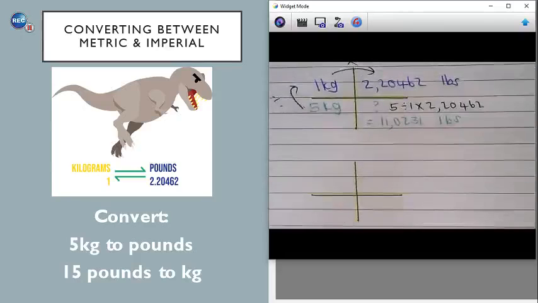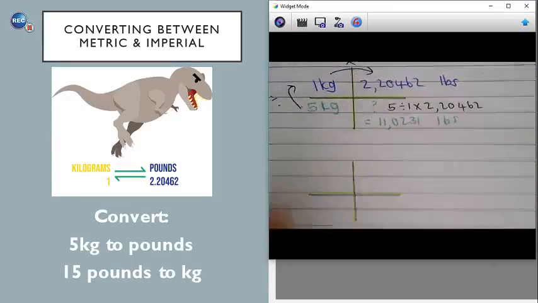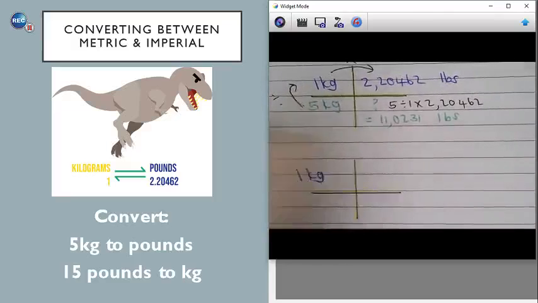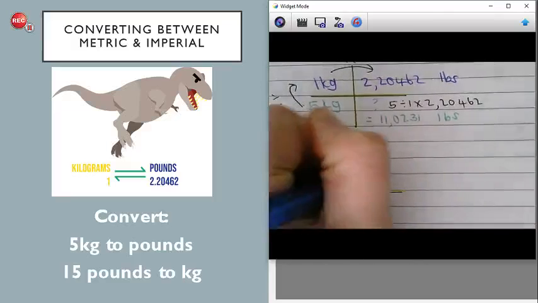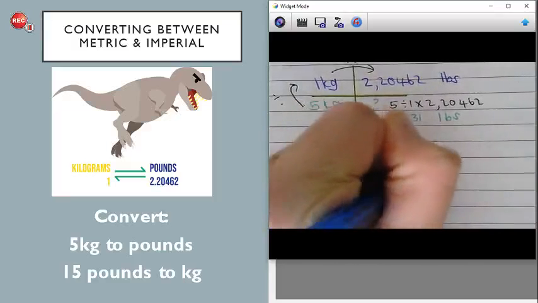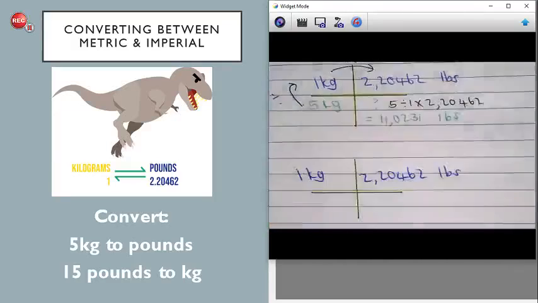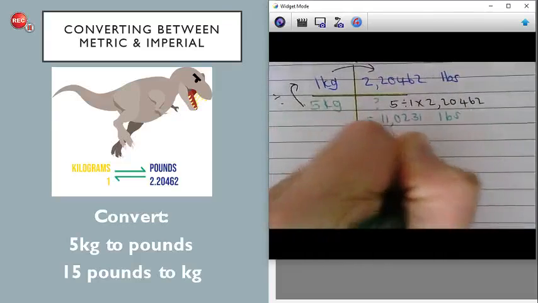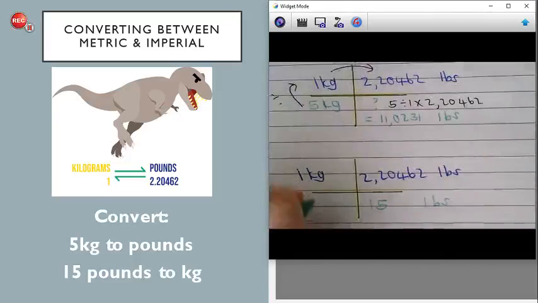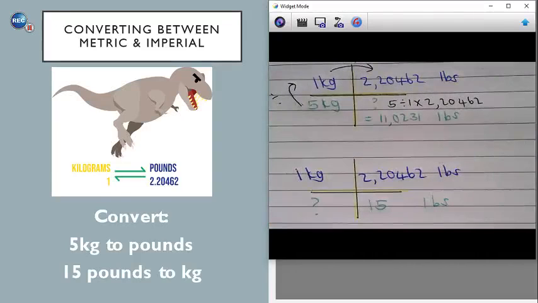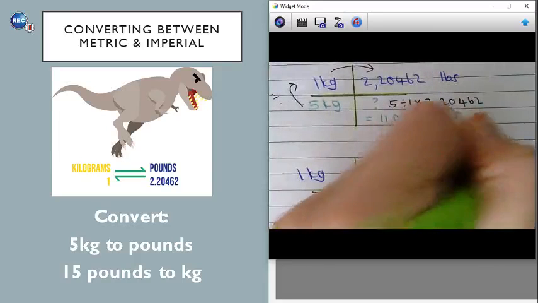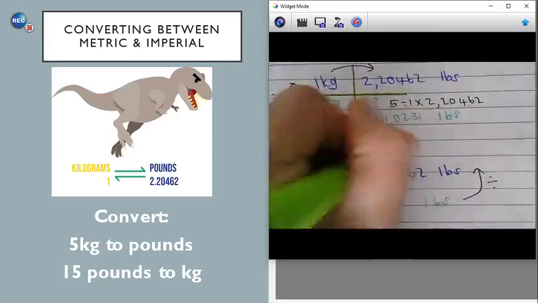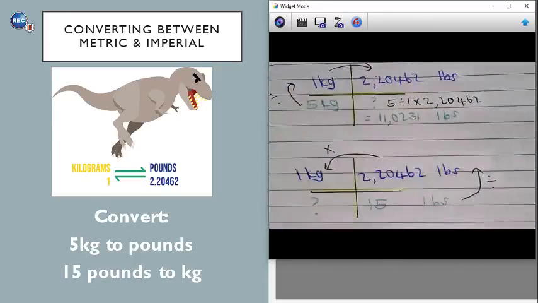Everything stays the same in our basic method. If you want to use this as your reference, the first thing we do is we write down the conversion factor. 1 kilogram is 2,20462 pounds. And now we know they want us to convert 15 pounds. So pounds go under pounds, and we want to know how many kilograms that is. So magic method tells us to divide up and times across.